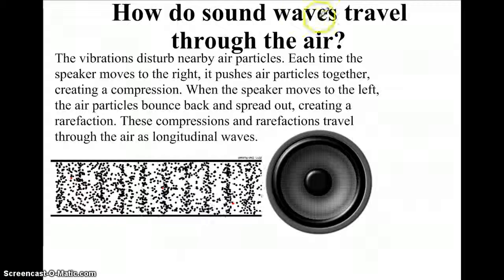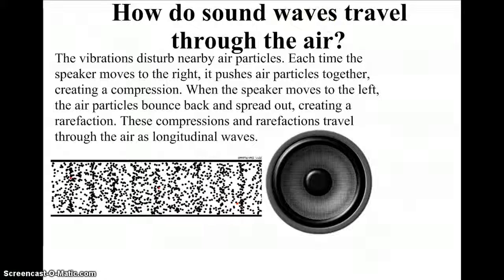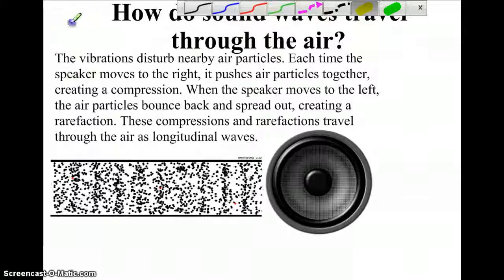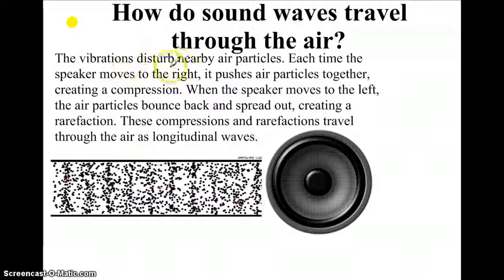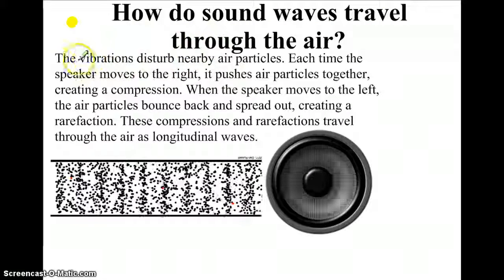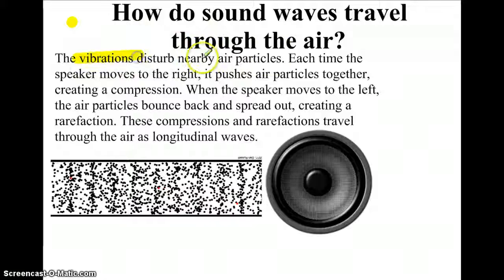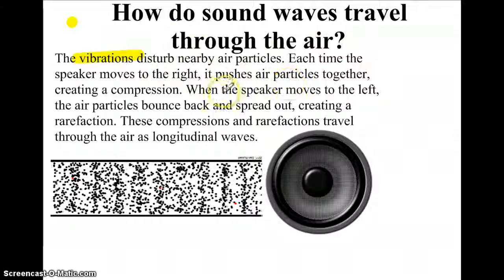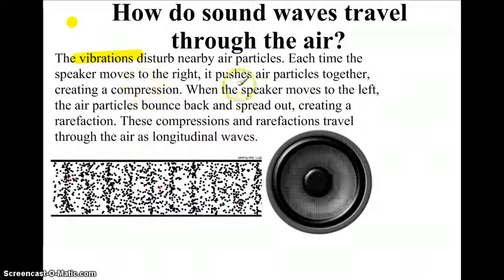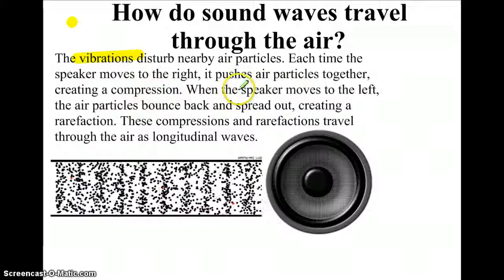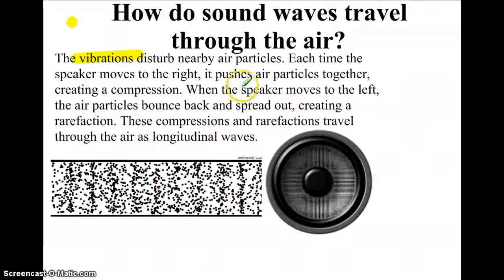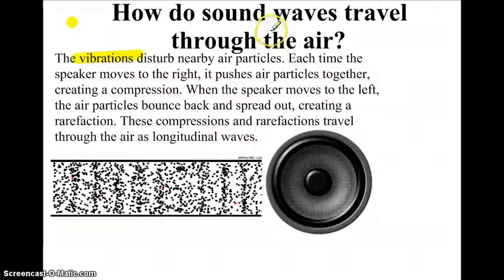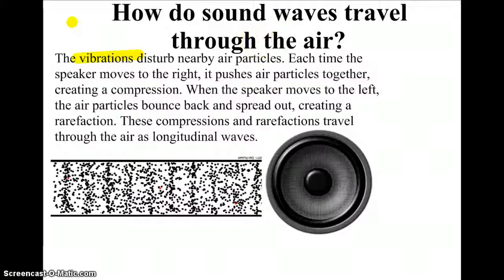So here we go. How do sound waves travel through the air? Well, glad you asked, because let me tell you. The vibrations disturb nearby particles. It's important to note that you need a vibration. Each time the speaker moves to the right, it pushes air particles together, creating a compression. When the speaker moves to the left, the air particles bounce back and spread out, creating a rarefaction. These compressions and rarefactions travel through the air as longitudinal waves.